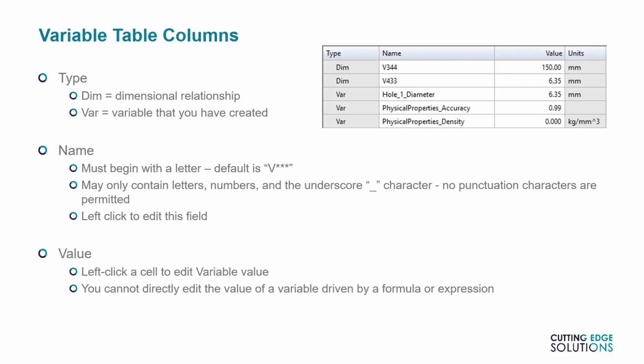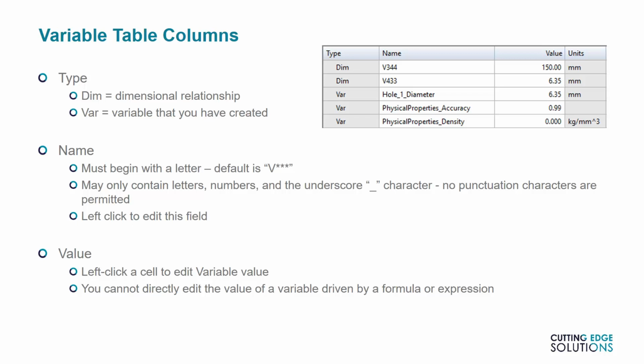The columns in this table can't be deleted, although they can be shown, hidden, and reordered if you right-click the top of one column and choose Columns. There are two types of variables stored in this variable table, dimensions and variables. Dimensions, as the name might suggest, are dimensional relationships in your model, such as distance or angles, and variables are either physical properties in the model or ones that you created yourself.